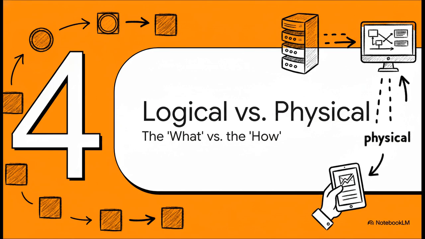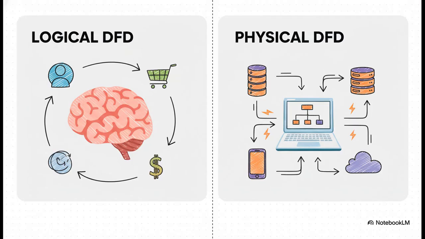DFDs also give us two totally different ways to look at a system, which is super helpful. You can think of it as the difference between the what and the how. So you've got your logical DFD. This one is all about the business. It describes what the system needs to do without worrying about any of the technology. It's all about business activities. Then you've got the physical DFD. This is the how. It dives into the nitty-gritty of the actual implementation, the specific programs, the database tables, maybe even manual steps someone has to take. And usually we start with the logical DFD to make sure we understand what the business actually needs before we even think about how to build it.